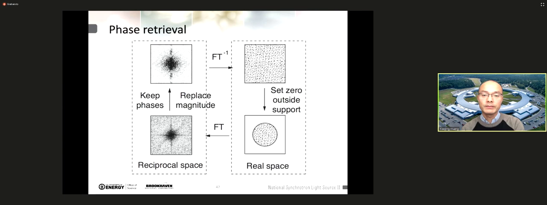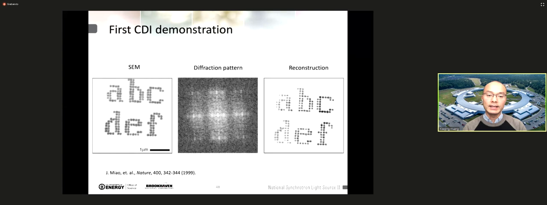This technique was first demonstrated in 1999. In this case, they collected the diffraction pattern like this, and then they were able to reconstruct the image, which agrees with the SEM observation very well.